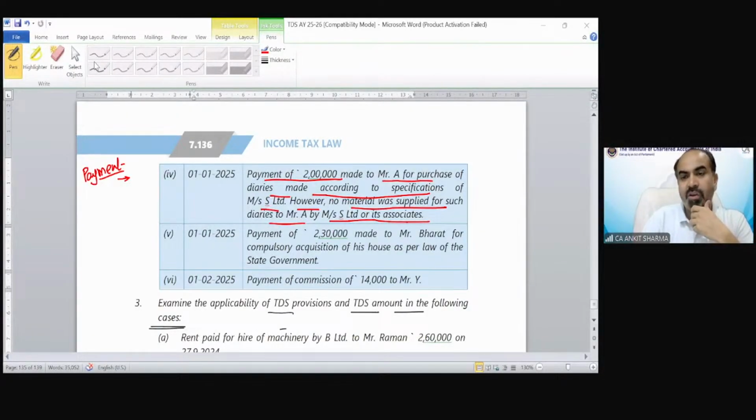Shagufta Parveen is saying work contract, 194C. So do we need to deduct TDS? And if yes, what should be the rate?